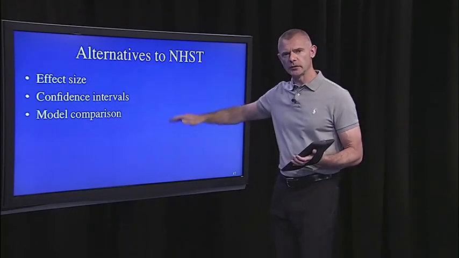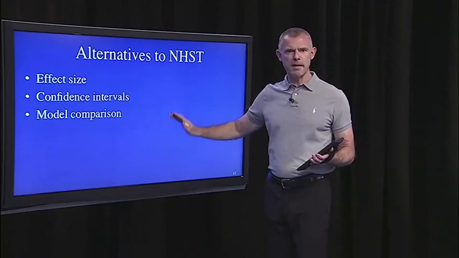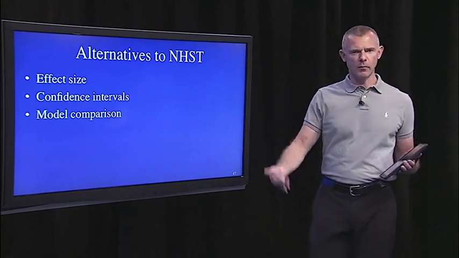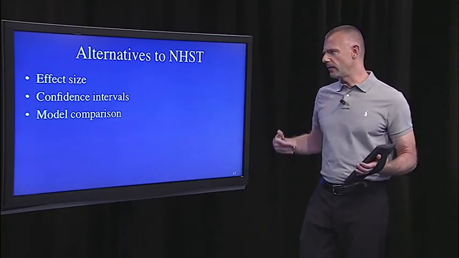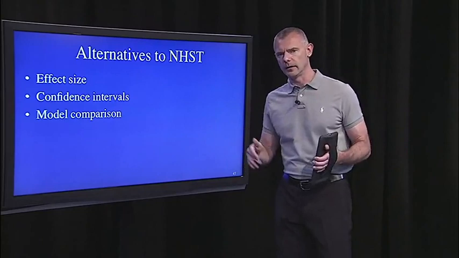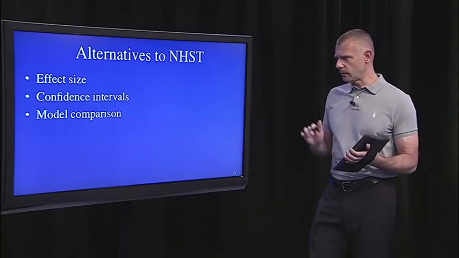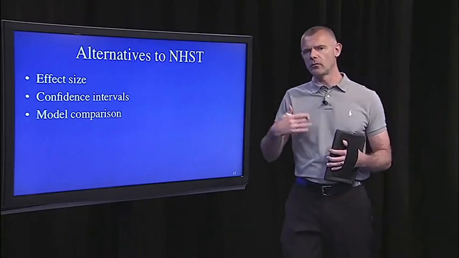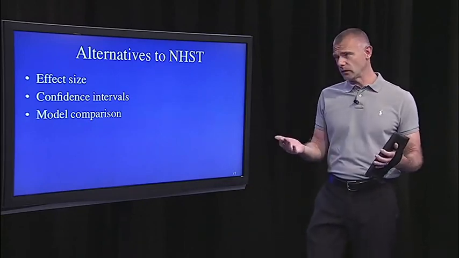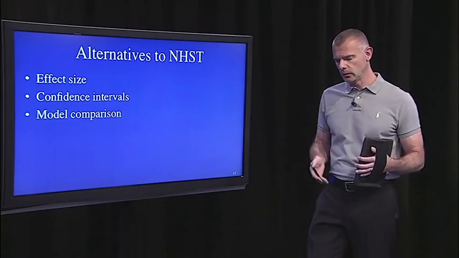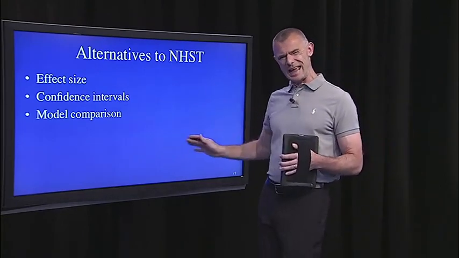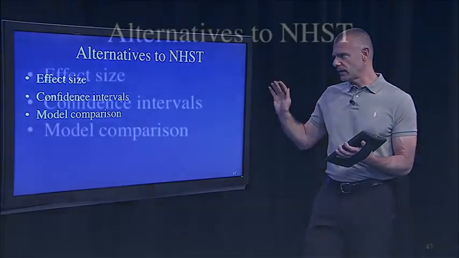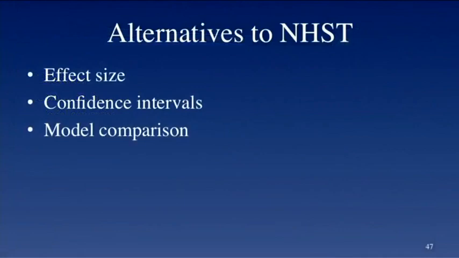So that leads me to the three alternatives. And I'm just going to mention these here, and we'll talk about them again in multiple regression in lecture 8, and then you'll see them in action in R in lecture 9. But for now, we'll just talk about what they are and how they provide a remedy or a complete alternative to NHST. So some people would argue, let's not even engage in NHST, let's just do these. And these are effect size, confidence intervals, and model comparison.